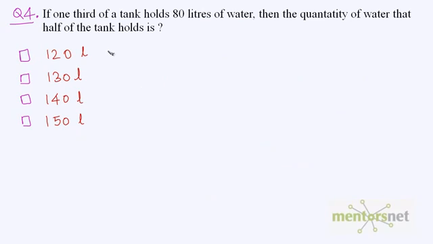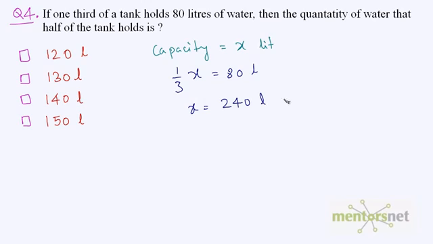Let us solve question number 4. It is given that 1/3 of a tank holds 80 liters, and you have been asked the quantity of water that half of the tank holds. So let us consider the capacity is equal to x liters. From the given data we can write 1/3 of this tank's capacity is 80 liters. So 1/3 of x is equal to 80 liters. Now we can calculate the complete capacity of the tank. X is equal to 80 times 3, which is 240 liters. So the complete capacity of the tank is 240 liters.